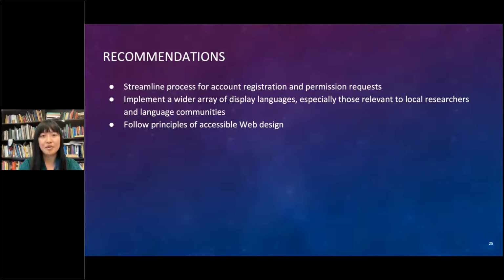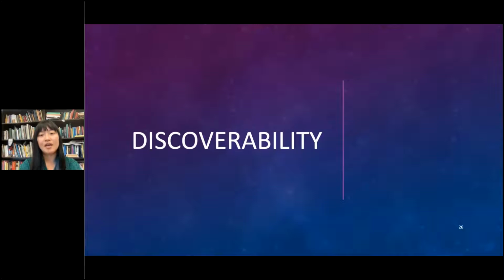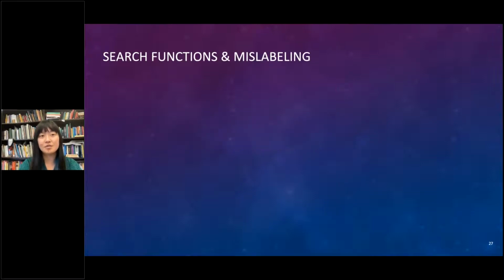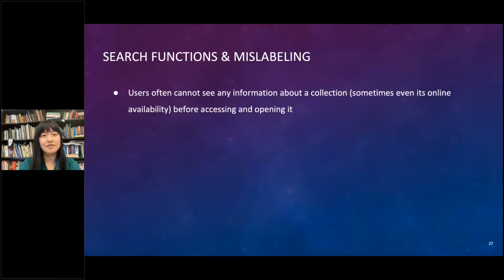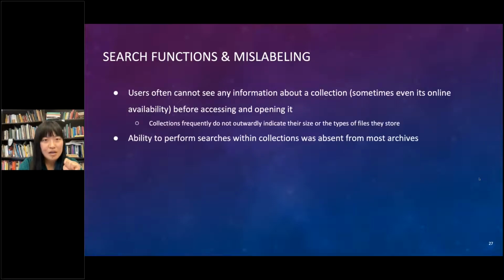So the next issue that we looked at in archives was discoverability. One thing for this was we looked at search functions and mislabeling of archives. Users often were not able to see information about a collection before accessing it and opening it, which makes browsing archive lists more cumbersome. Additionally, collections also frequently do not outwardly indicate the size or the types of files they store. And again, you have to click into the collection to find out more about it.